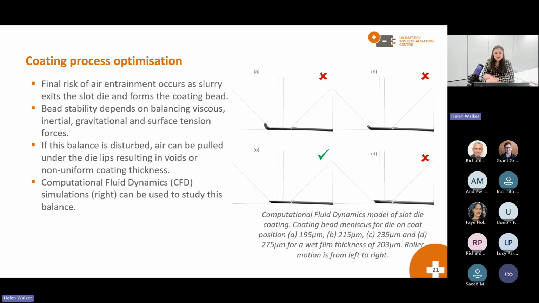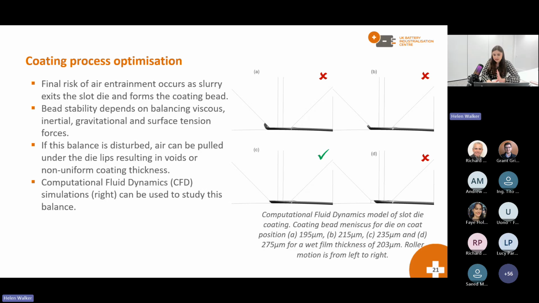Now, in case A, that slot die is too close to the substrate, and so you're getting slurry come out of the upstream area of the meniscus, and you'll get dripping. As you increase that on-coat position, increase the distance between the foil and the slot die, you get to a point where you get your meniscus balanced in a preferred place. So in figure C, you see the meniscus is pinned really nicely on the upstream slot die lip, and this is what we're after. All our force is nicely balanced, and we don't have any risk of air entrainment.